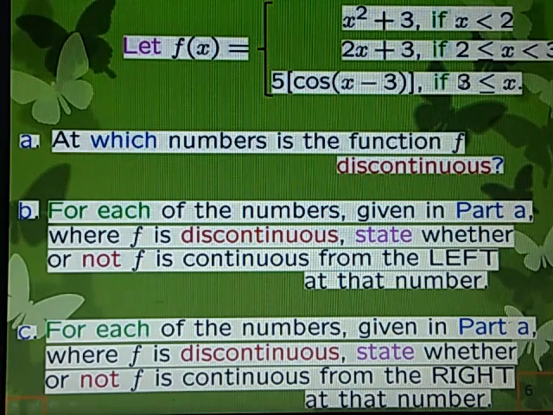Now see the questions asked based on this. Firstly, they are asking at which numbers the function f is discontinuous. So we have to find the points of discontinuity.